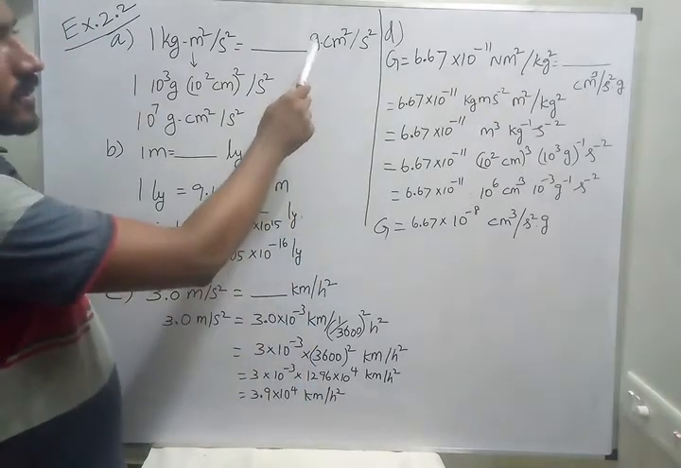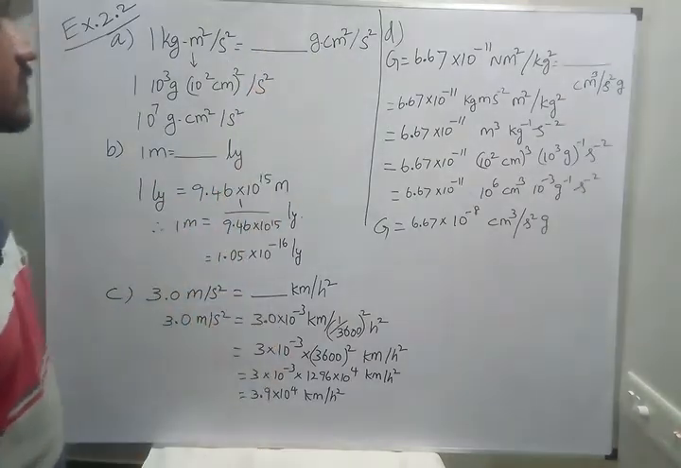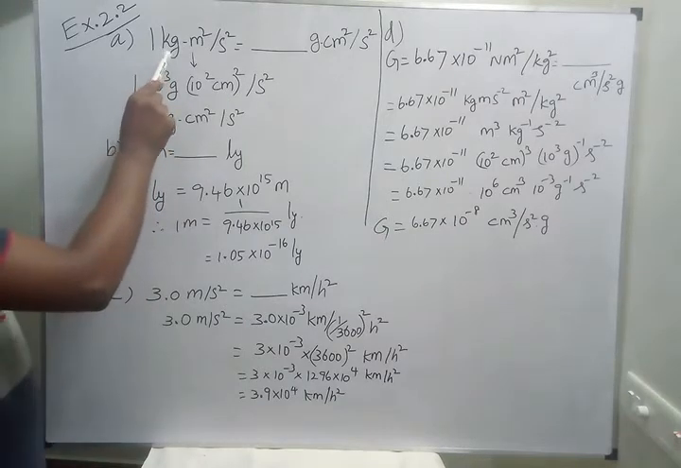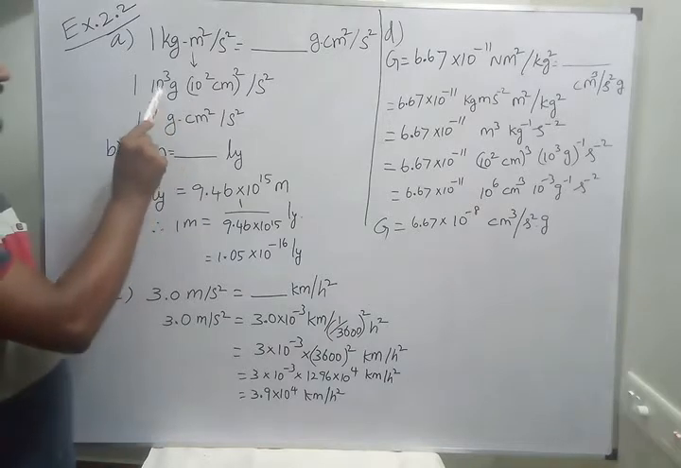Gram for mass, centimeter for length, second for time. So how to convert? You take kilogram. 1 kilogram can be written as 1000 gram. So 1000 means 10 power 3 gram.